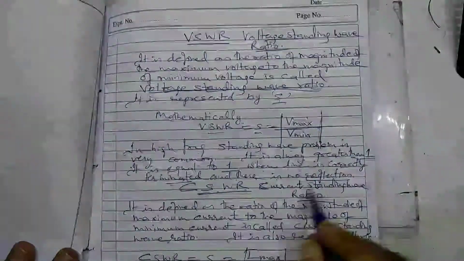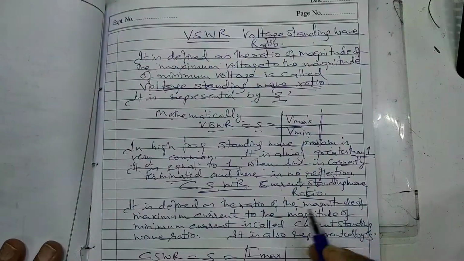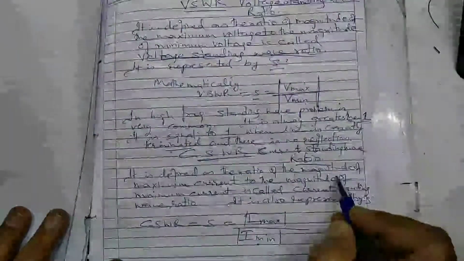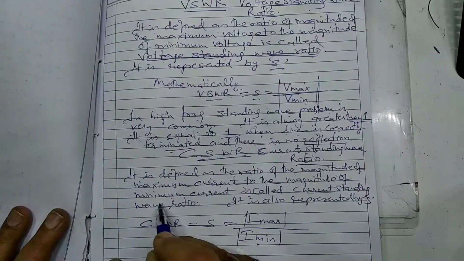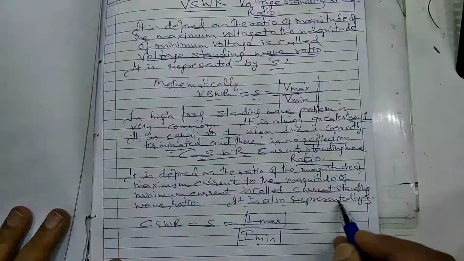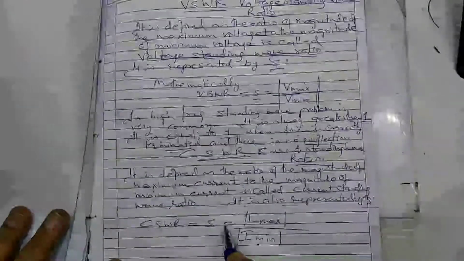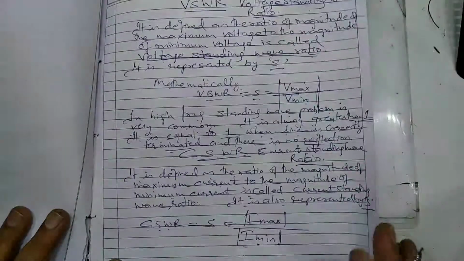CSWR, current standing wave ratio. It is defined as the ratio of the magnitude of maximum current to the magnitude of minimum current. It is also represented by S. So CSWR is equal to S, which is equal to the magnitude of Imax to the magnitude of Imin.